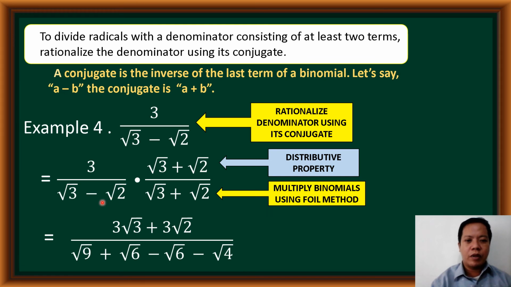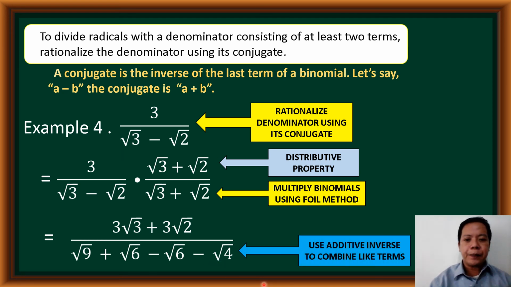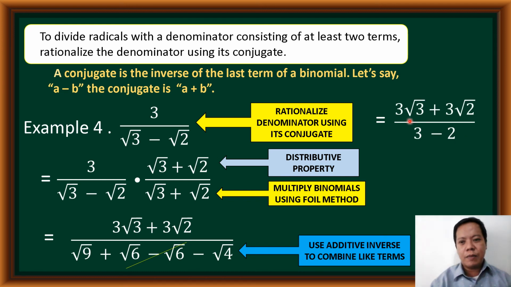For our second term, we have negative square root of 2 multiplied by positive square root of 3, so we have negative square root of 6. Then for the last, negative square root of 2 multiplied by positive square root of 2, our answer is minus square root of 4. Okay, after that, we're going to use the additive inverse to combine like terms in this part. So the inverses are obviously the two middle terms, plus square root of 6 and minus square root of 6. So they cancel.